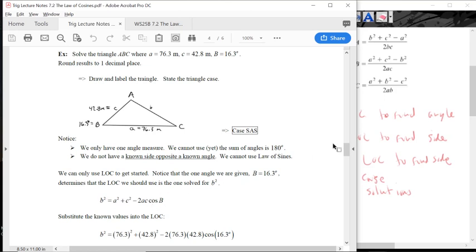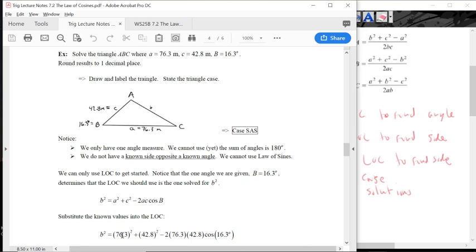Then we start plugging in the known quantities. We can plug in what we know A is equal to, that's 76.3. What is C equal to? That's 42.8. Again, plugging in 76.3 and 42.8, right into the formula. And finally, angle B, which is the angle that we know, 16.3 degrees.